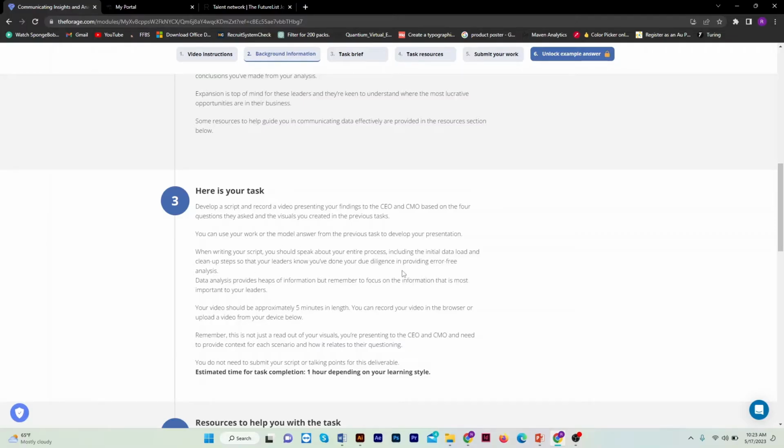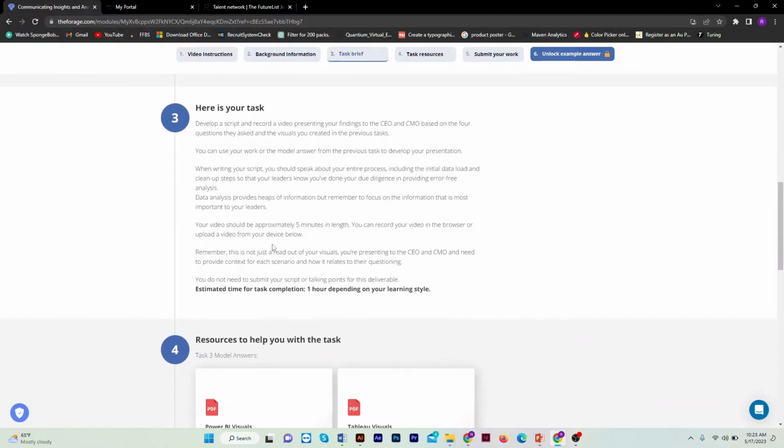And then we also need to consider including the process that we took in the analysis to develop and create these visuals. So the process should indicate the initial data load and then the steps that we took to clean up this data so that we ensure that our analysis is error-free. And then also, we should remember that this is not just about presenting the visuals, but this should be presenting insights and analysis based on the questions that were asked by the CEO and the CMO.